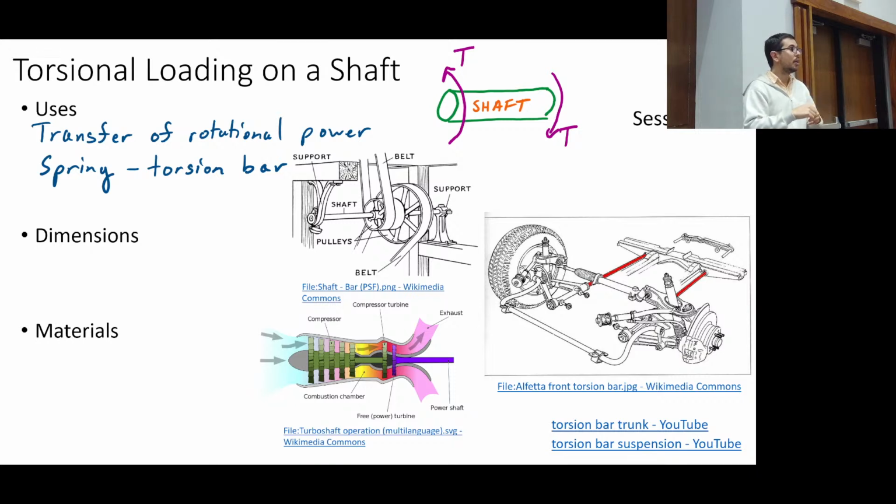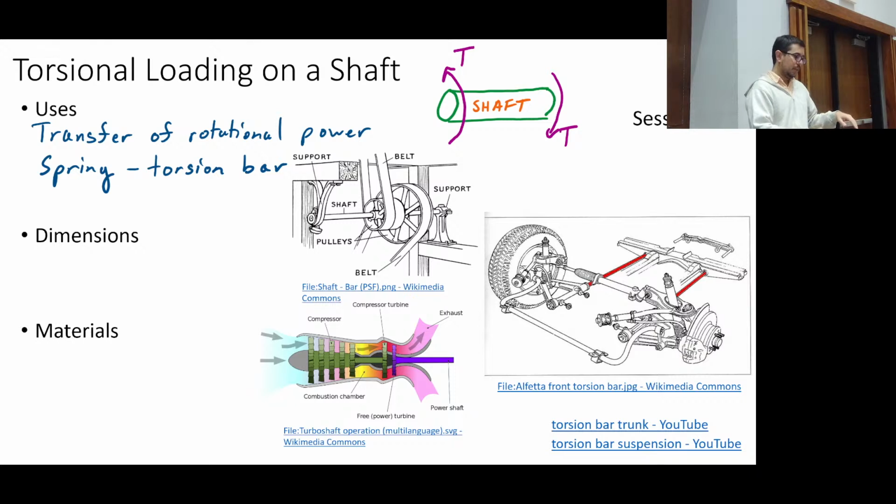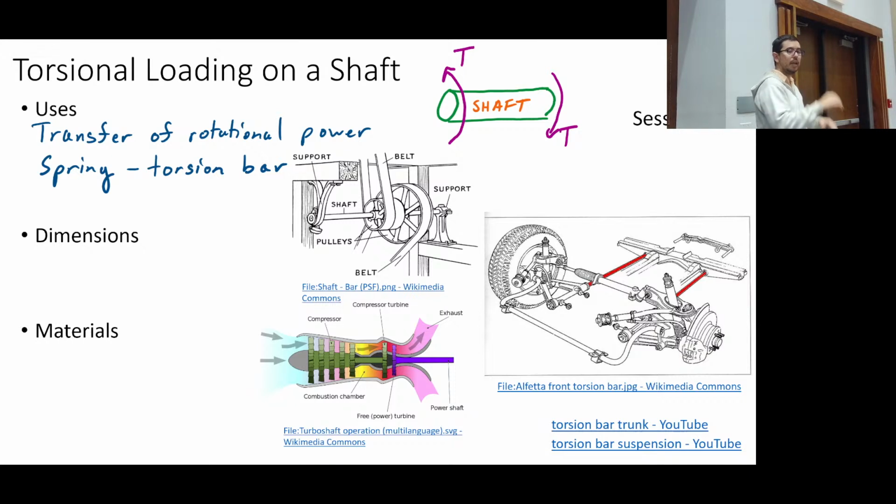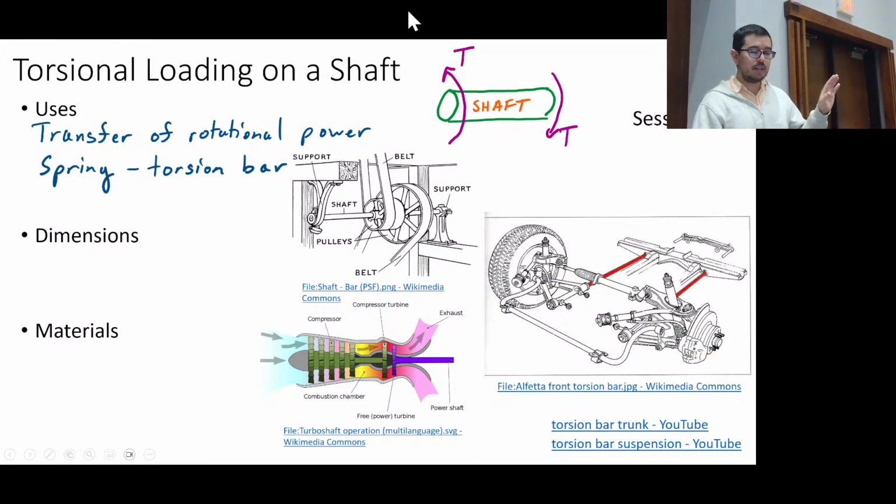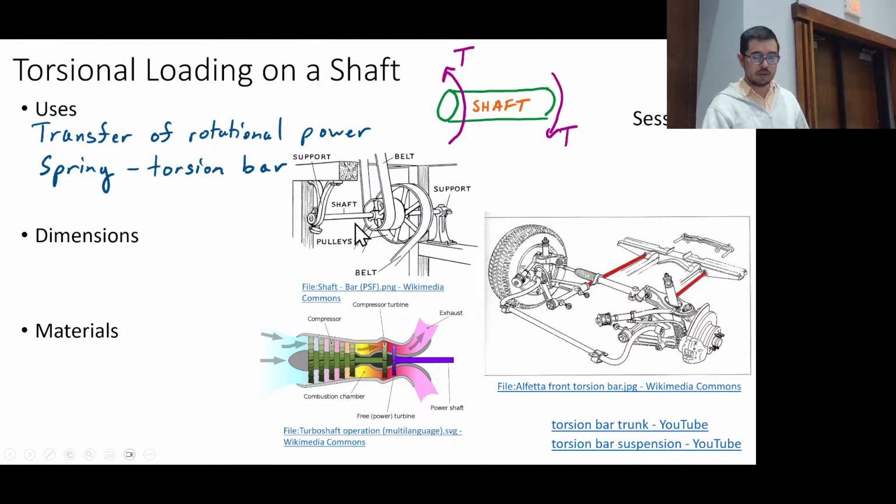Or often in DMC, I guess it's different this semester, but we also talk about these basement doors that you open. They often have a torsion bar in them as well to help you open that heavy panel. So they're in a lot of different places, but this is where you're going to see them the most, as shafts.